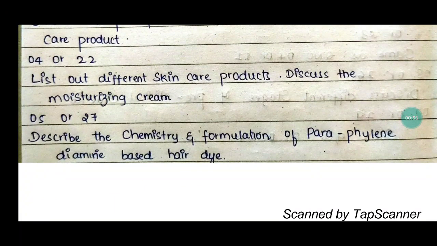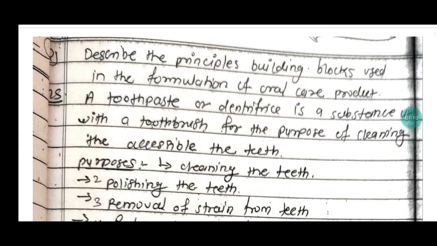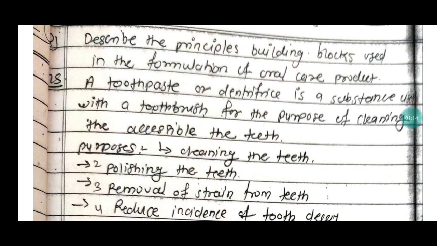And question number 5, the last question for the 10 marks from the second unit: describe the chemistry and formulation of paraphenylenediamine based hair dye. So the answers for these 10 marks are, describe the principle building blocks used in the formulation of oral care products.